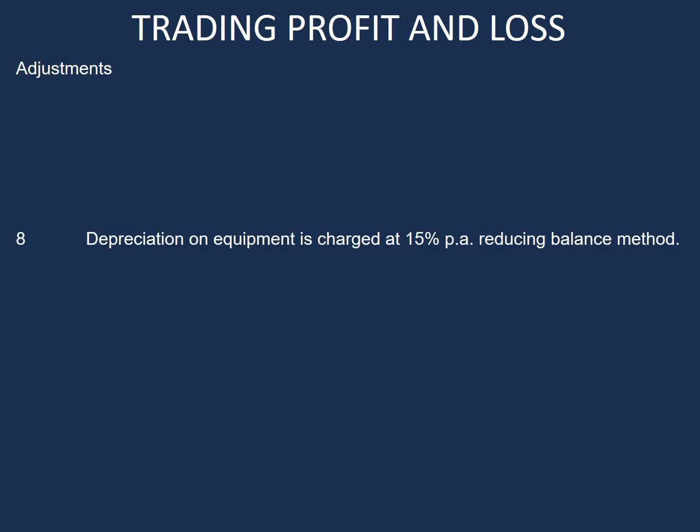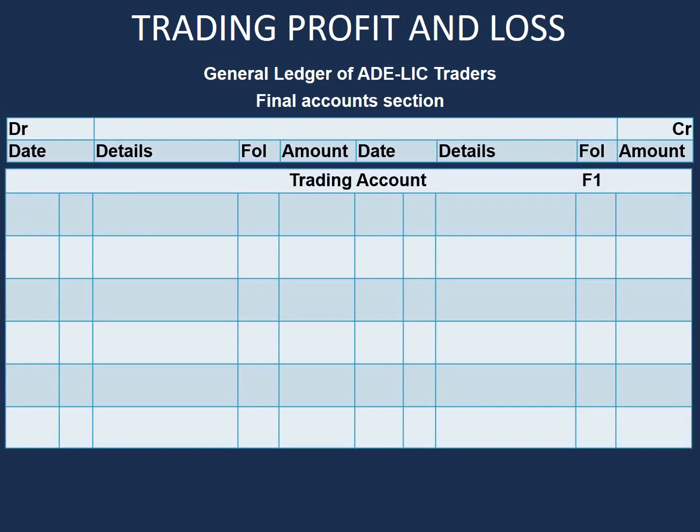And then our last adjustment is for depreciation on equipment, which is charged at 15% per annum using the reducing balance method. Again, we have our depreciation account, which is not part of our list of balances, so we need to include this account when we draw up our profit and loss account. Now the first account we need to draw up is our trading account.